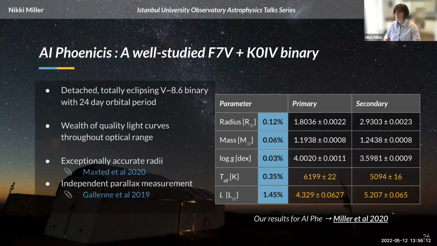So our temperatures are plus minus 22, plus minus 16. And this is significantly better than anything before. We published our results in my paper back in 2020, and it's a really promising system. And we're very glad to have studied this one as the first one, because it shows you just how powerful the method can be.